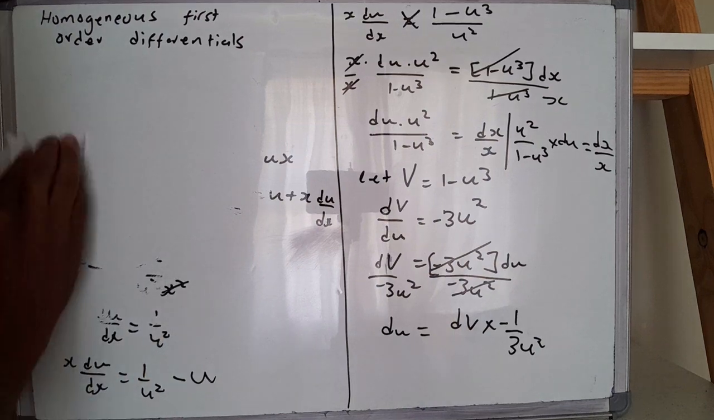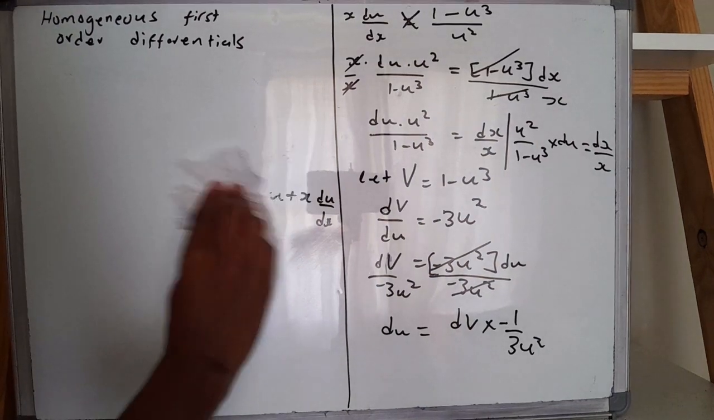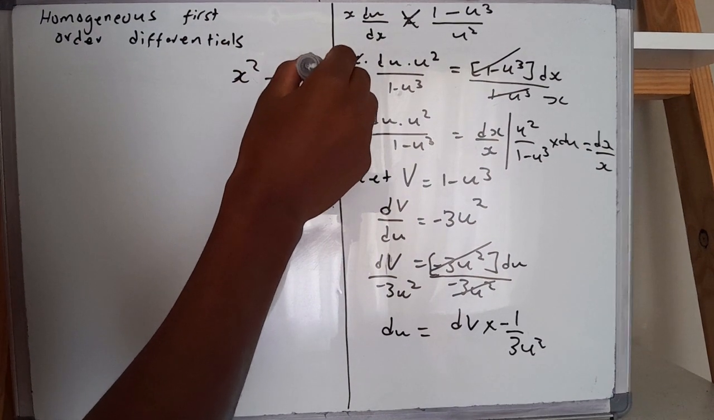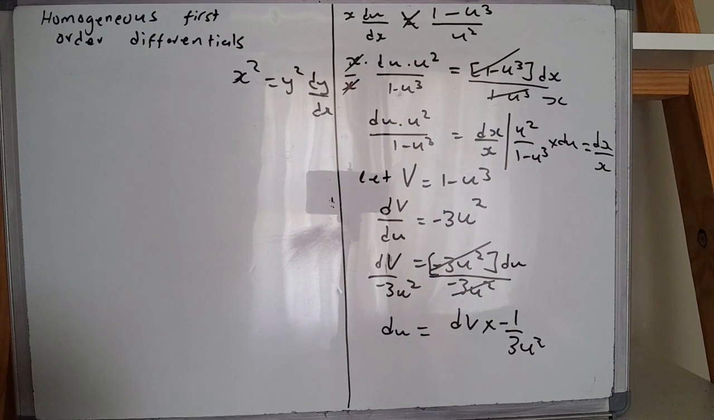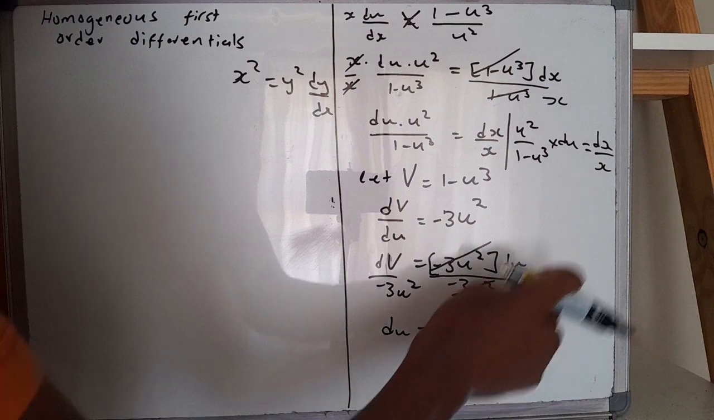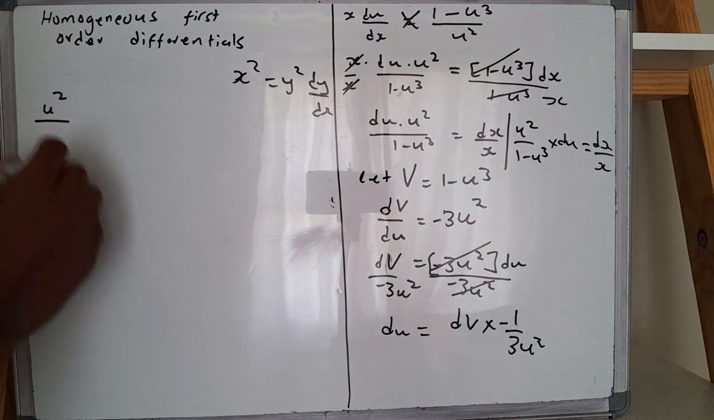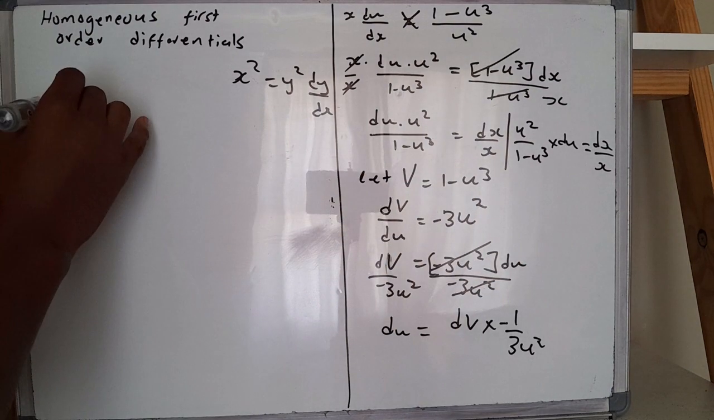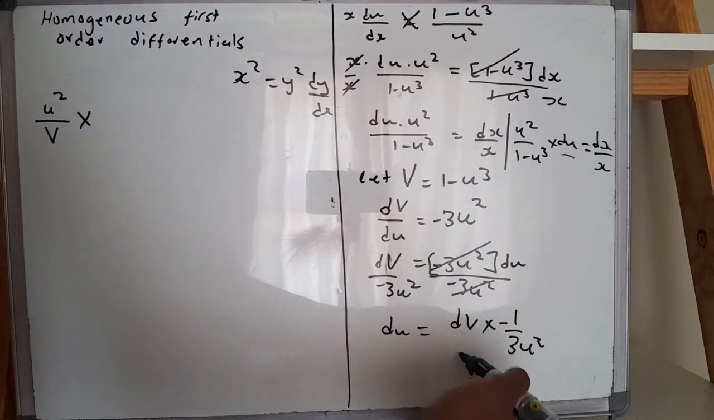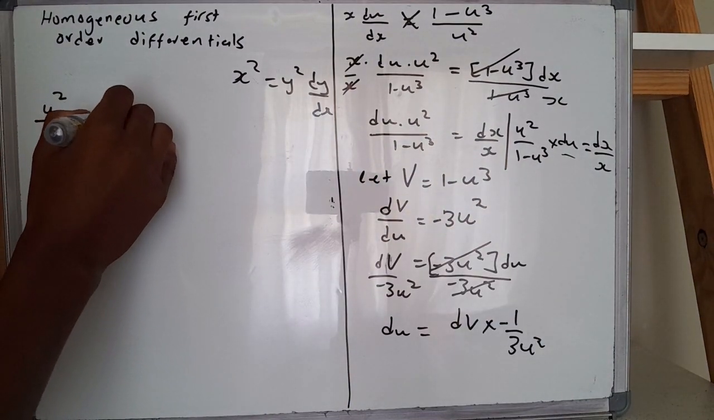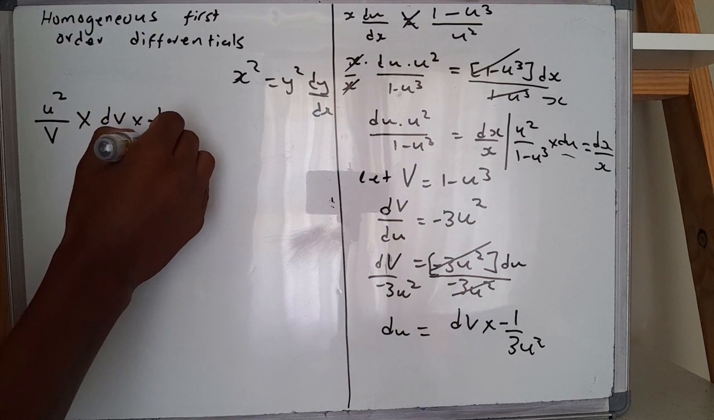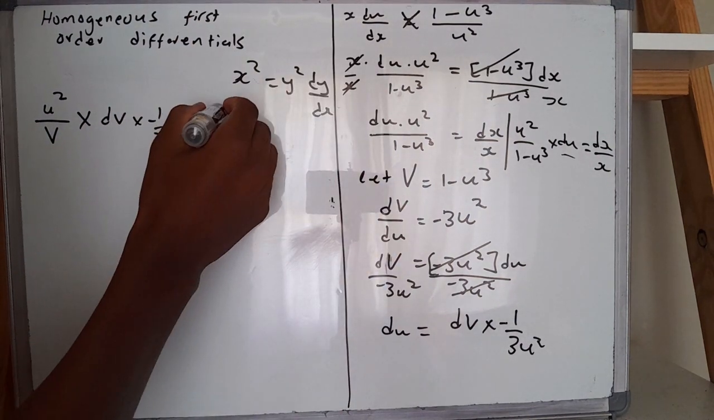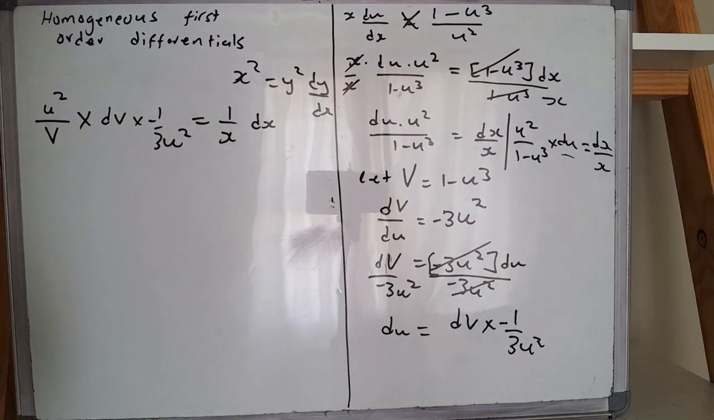We're still trying to get the general solution of this question. So now, I need to substitute. I'll have u squared, but instead of 1 minus u cubed, I said let it be v. So I can just substitute v here, then multiply by, instead of du, dv multiplied by negative 1 over 3u squared, which is equal to 1 over x dx. This side.